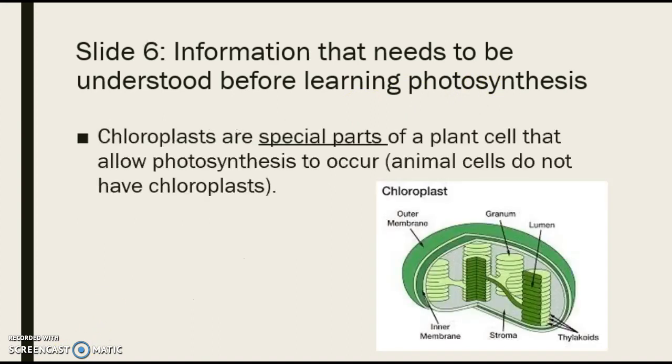So now that we understand a little bit about sunlight and pigments, let's look at the parts of a chloroplast. Chloroplasts are special parts of plant cells, and this is where photosynthesis actually happens. These are very, very small, and they're located inside of a cell. So imagine how small a cell is, and this chloroplast is considerably smaller than that. One cell will have many of these chloroplasts, so there's not just one of these per cell.